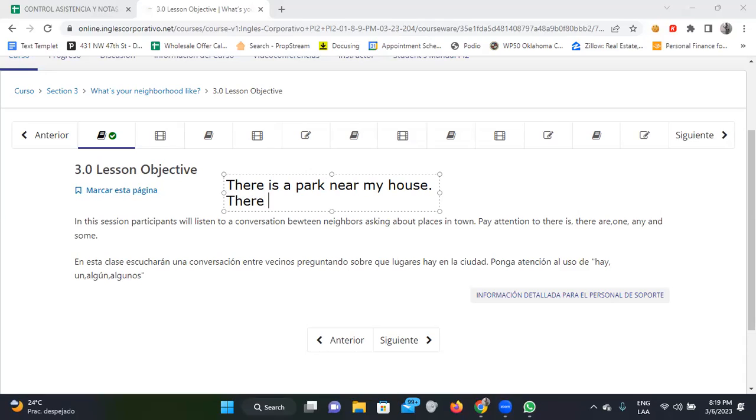You say, hay un carro mal parqueado. There is a car badly parked. Okay, so there is is for singular. Hay un McDonald's cerca de mi casa. There is a McDonald's near my house. Okay.